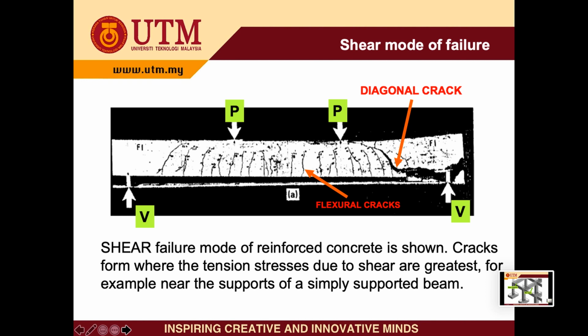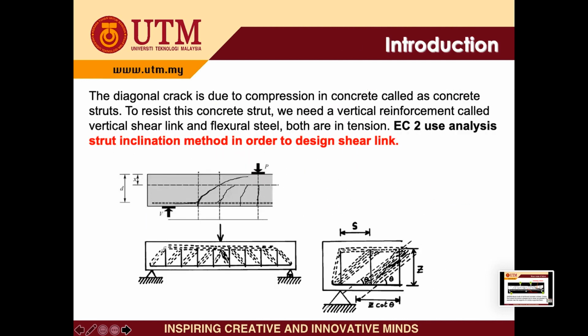Before we proceed to the design of shear link, we must understand theoretically the development of shear force in the beam. This beam shows diagonal cracks due to the shear failure near to the support. The diagonal crack developed underneath the load directed to the support. EC2 uses this diagonal cracking as a basis for the derivation of the design for the link.